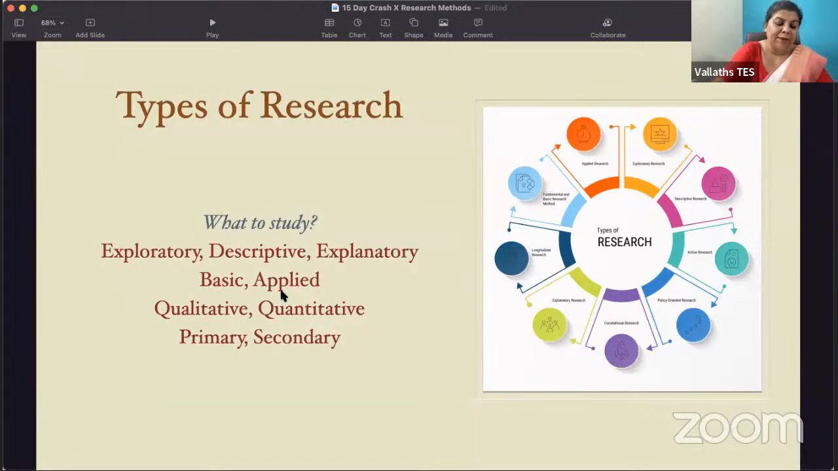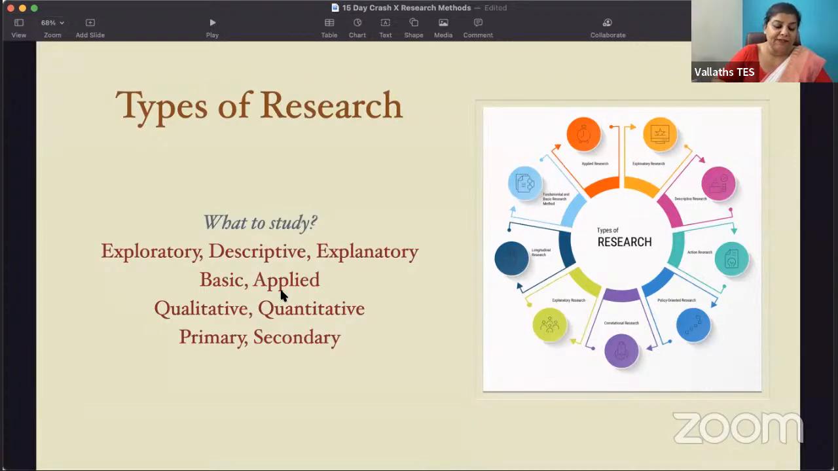That is applied research. Usually applied research is not done by individuals. Applied research is done by institutions. There will be funding. There will be a team of people doing it. You're able to follow, guys? And then there is qualitative and quantitative research.